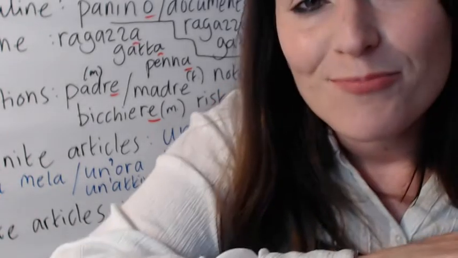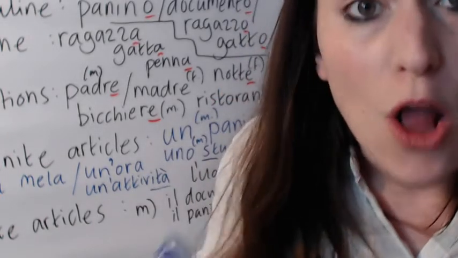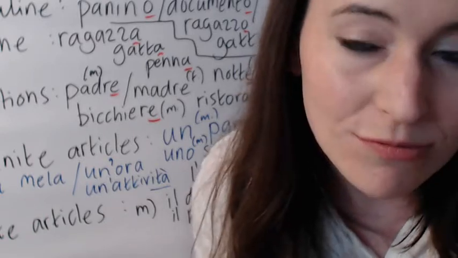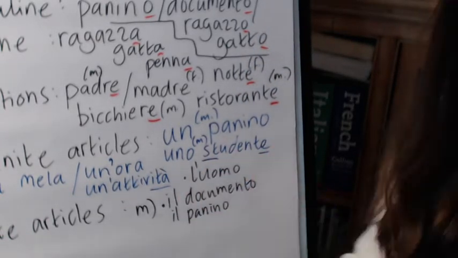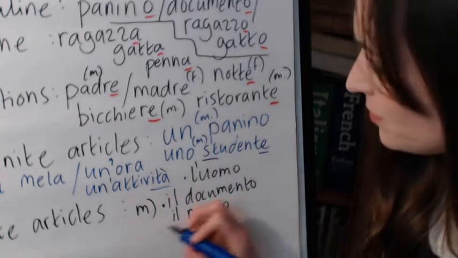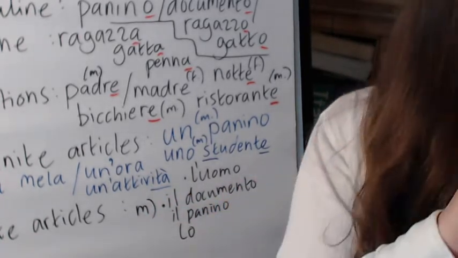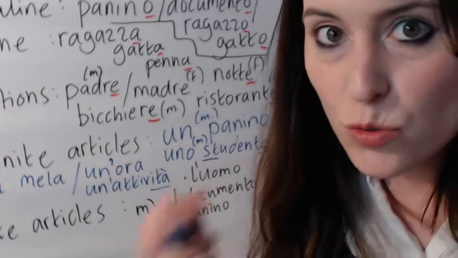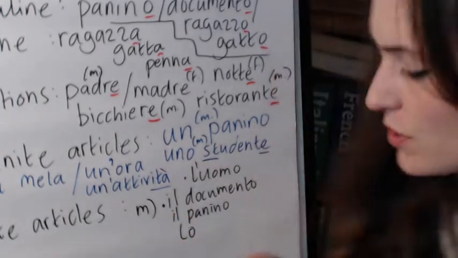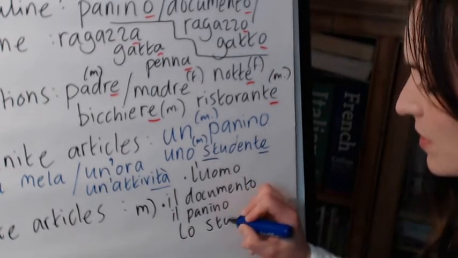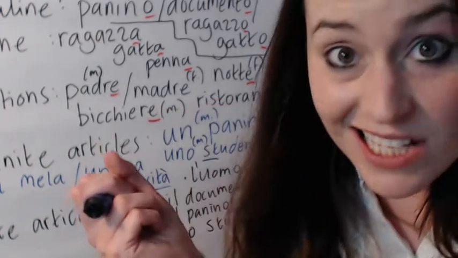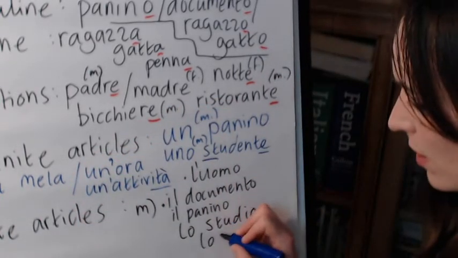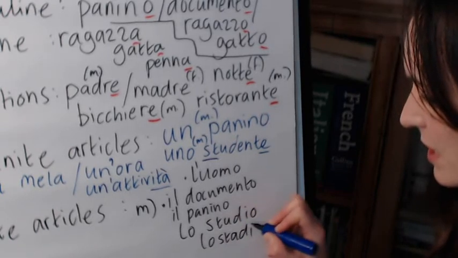There's another one. There's also lo. Okay, so we can have il, or you can have L apostrophe, or you can have lo. For example, let's think of a word. Lo studio. So that could be like study. The study of something. Lo stadio. That's another one. Very similar. That means stadium.